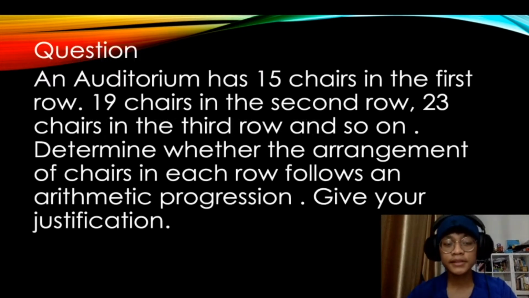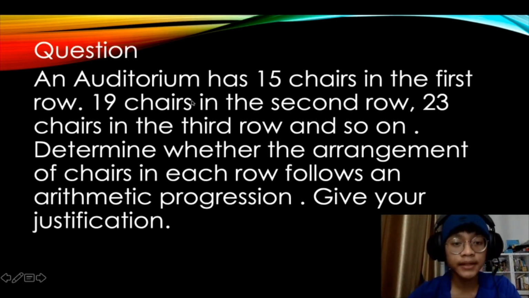So let's start by doing a simple question. An auditorium has 15 chairs in the first row, 19 chairs in the second row, 23 chairs in the third row, and so on and so forth. Determine whether the arrangement of chairs in each row follows an arithmetic progression. Give your justification. So we must look at the numbers given, that is 15. As you can tell, it progresses upward. That is 15, then followed by 19 and 23. So there must be a difference.